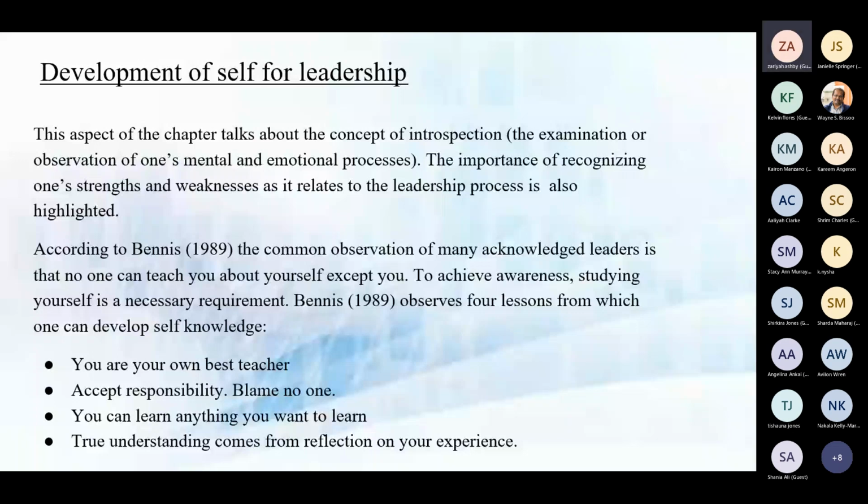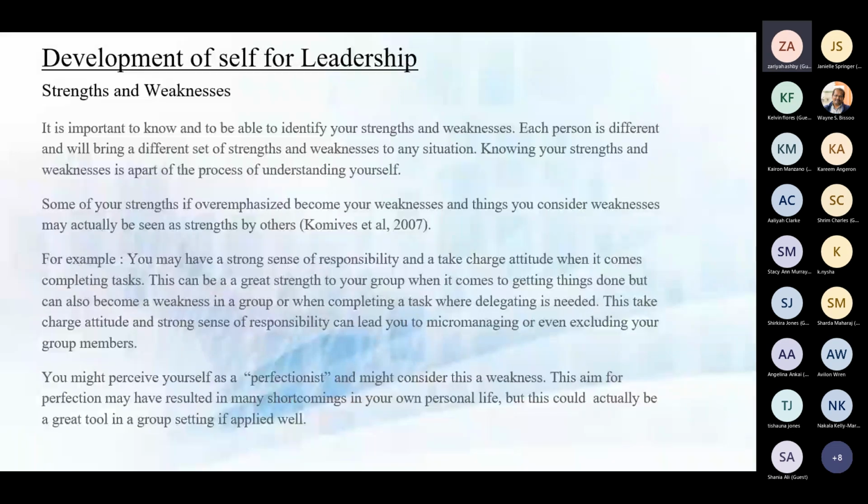Like I was saying before, it is important to be able to identify your strengths and weaknesses. Each person is different and will bring a different set of strengths and weaknesses to any situation. Knowing your strengths and weaknesses is a part of the process of understanding yourself. So again, it's important to know these things, strengths especially, because it will let you know how well you could apply yourself in given situations, particularly when working with others.